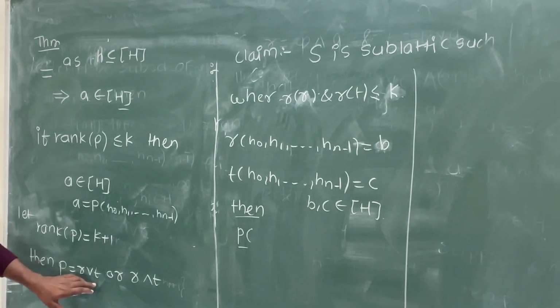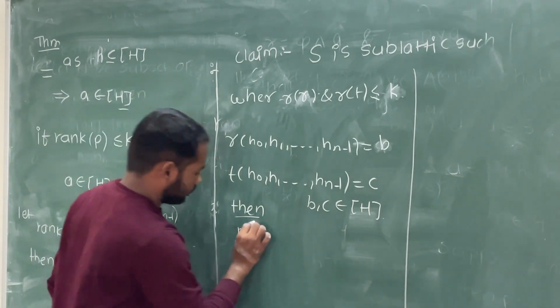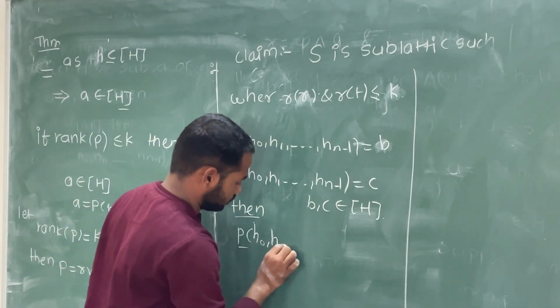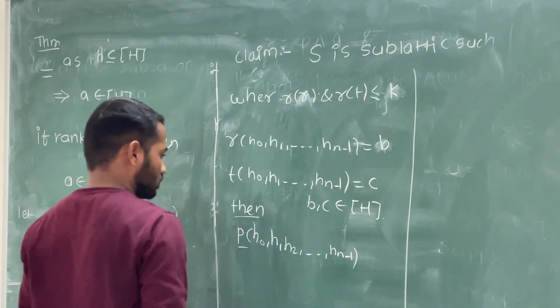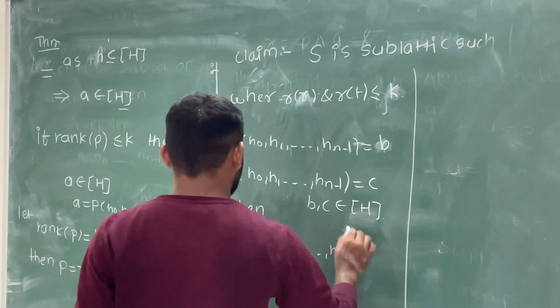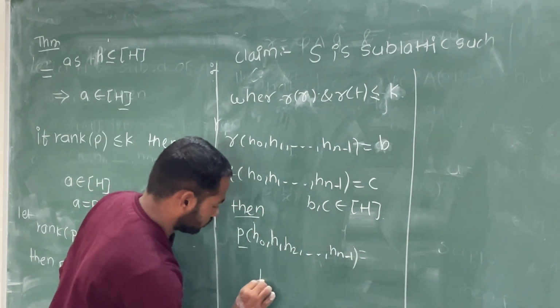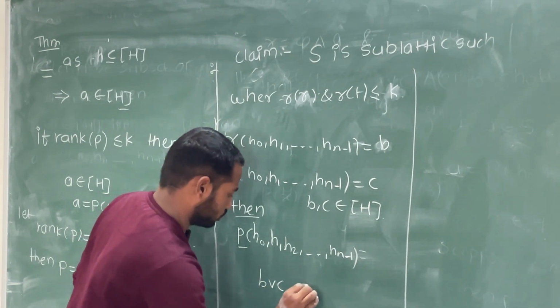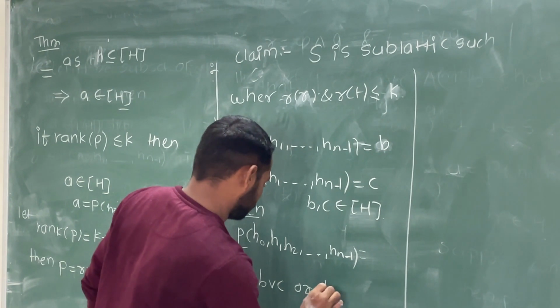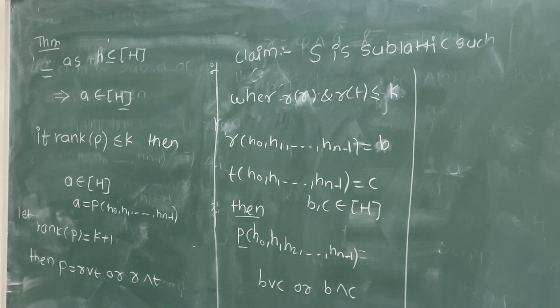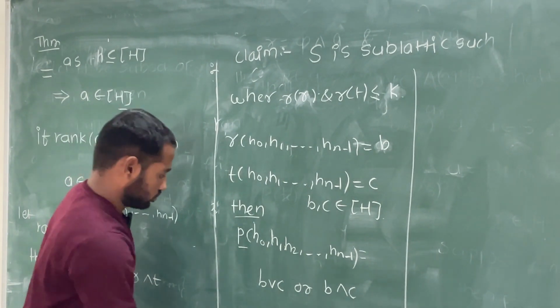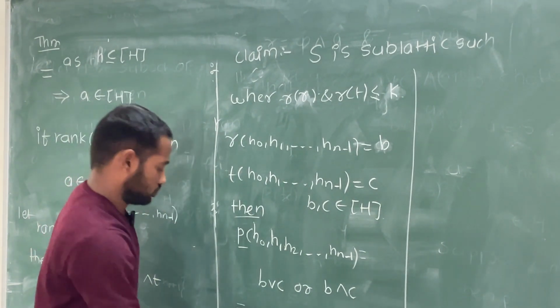Then what is P? P is a meet or join polynomial P of H naught, H1, up to Hn minus 1. P of H naught, and so on, is equal to either B meet C or B join C. Is this clear? But that is our A. P of H naught through Hn minus 1 is our A. You write there A.